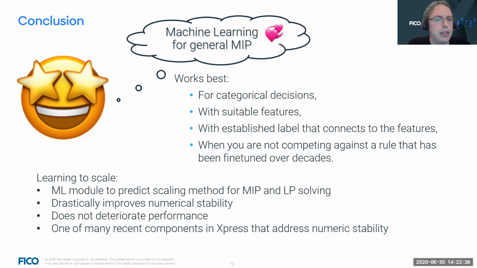More specifically, we introduced here learning to scale, which is a machine learning module to predict a scaling method for MIP and LP solving. It drastically improves the numeric stability of the underlying solver while not deteriorating performance. And it's one of quite a few recent components in Express that address numeric stability. Another few you saw in the beginning of the presentation.